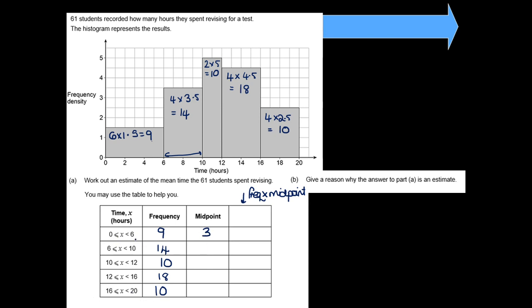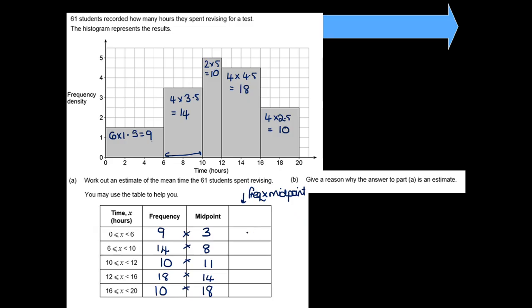The middle of 0 and 6 is 3. The middle between 6 and 10 is 8. The middle of 10 and 12 is 11. The middle of 12 and 16 is 14. And the middle of 16 and 20 is 18. So I'm now going to multiply these two columns together to give me the following numbers.